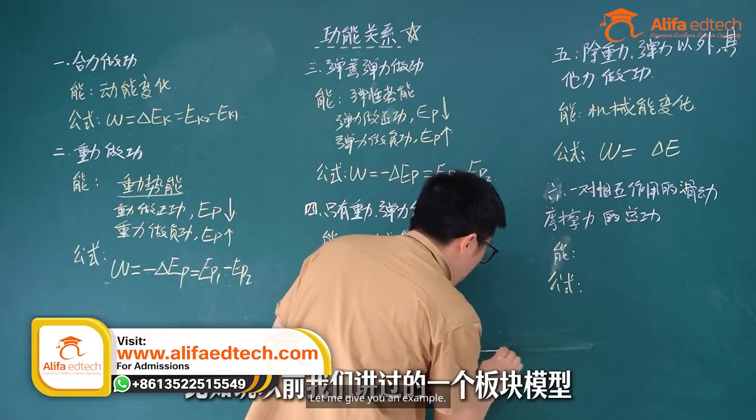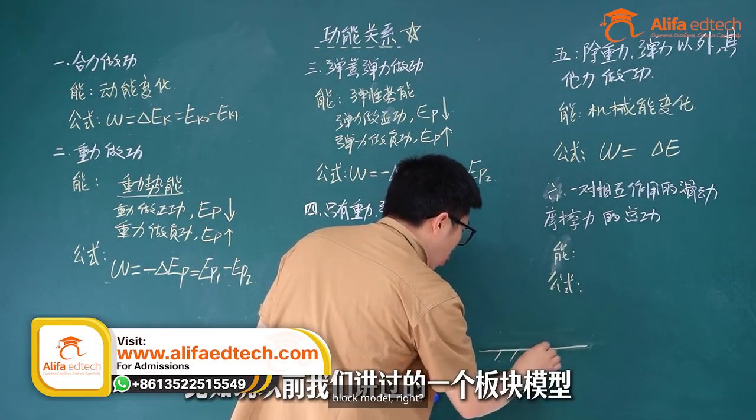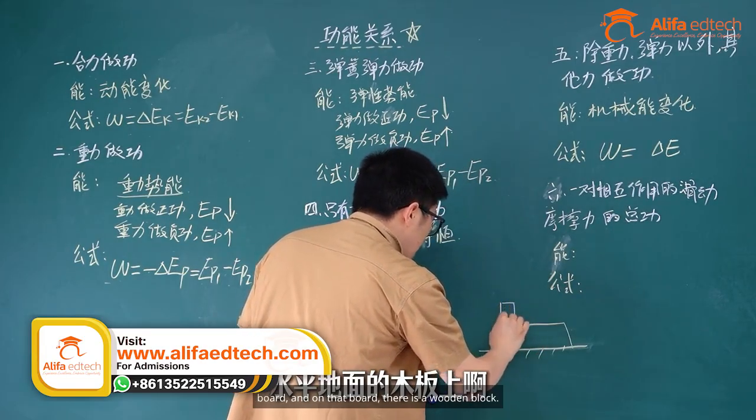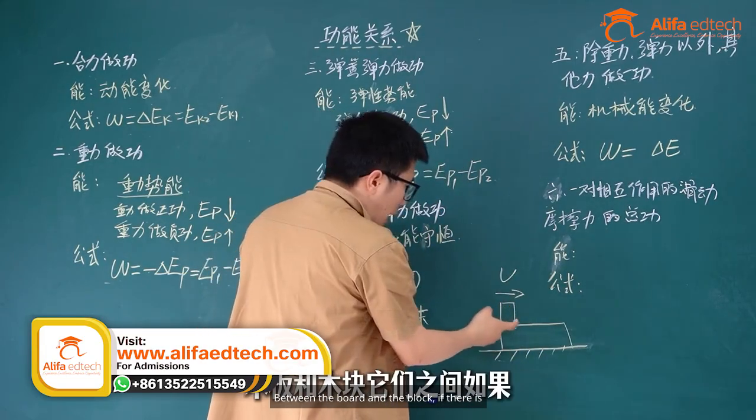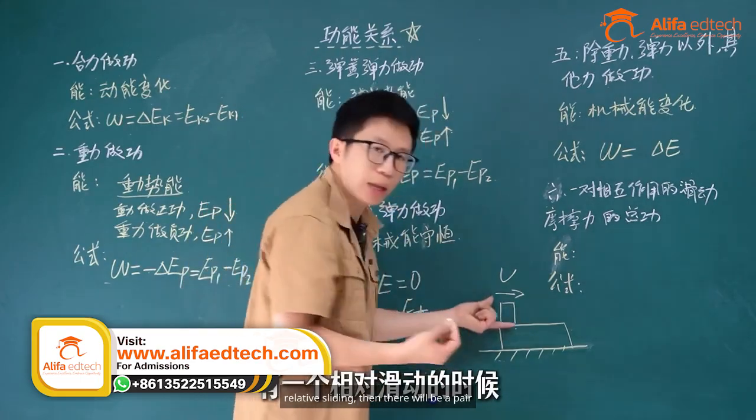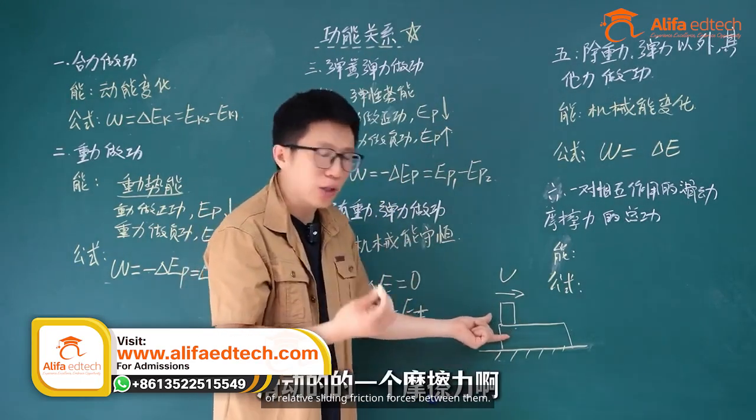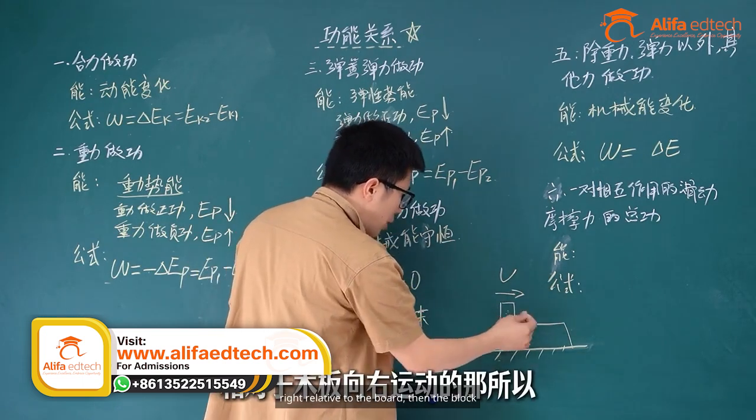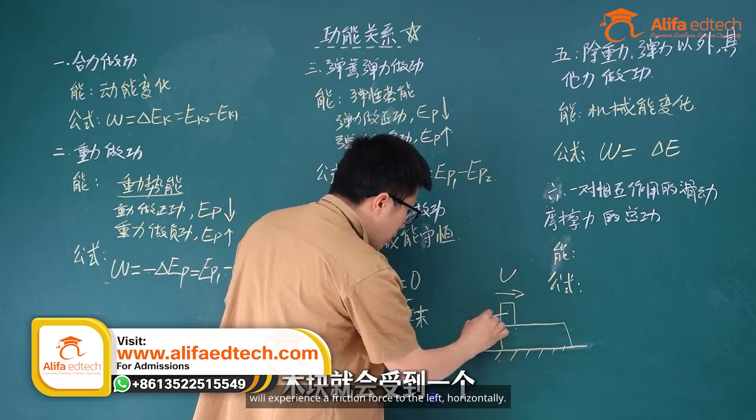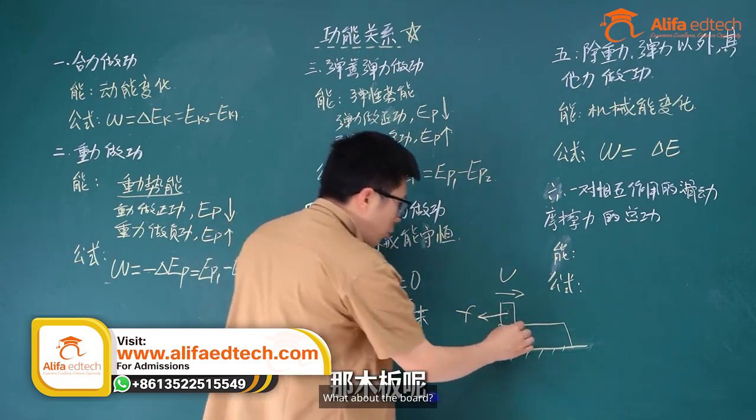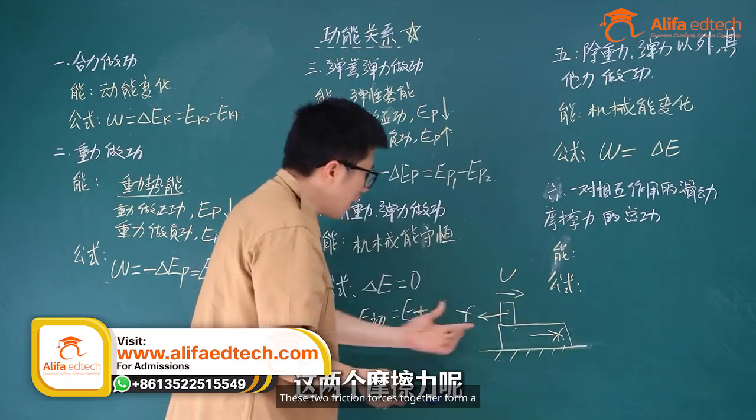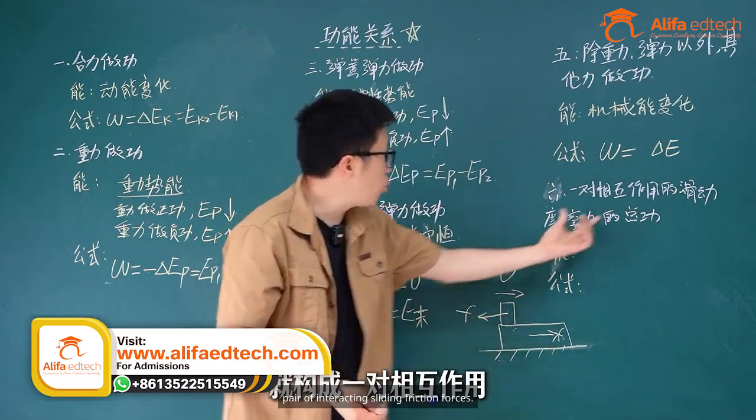Let me give you an example. For instance, we've talked before about a block model, right? On a horizontal surface, there is a wooden board, and on that board, there is a wooden block. Between the board and the block, if there is relative sliding, then there will be a pair of relative sliding friction forces between them. For example, if the block is moving to the right relative to the board, then the block will experience a friction force to the left, horizontally. What about the board? It will experience a friction force to the right, horizontally. These two friction forces together form a pair of interacting sliding friction forces.